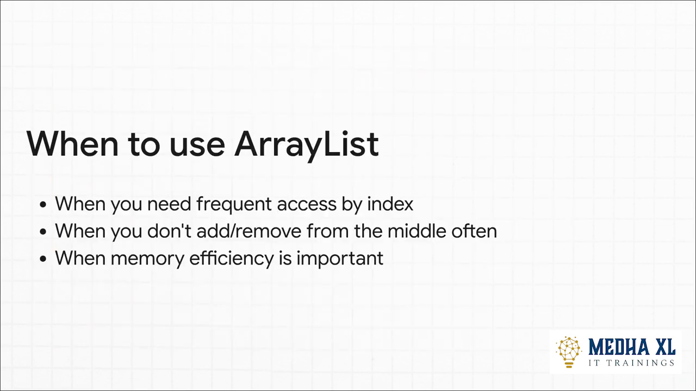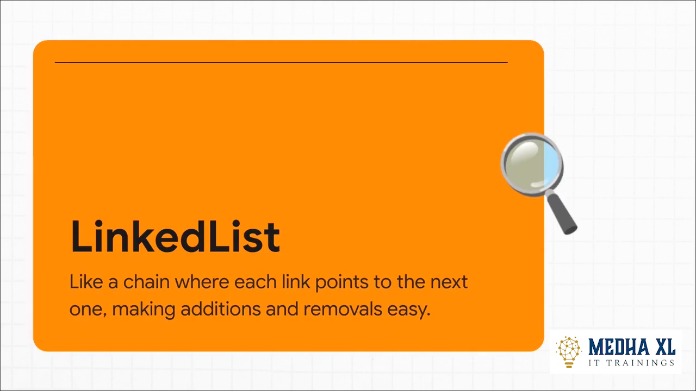So when do you actually reach for an ArrayList? Well, here's the simple rule of thumb. Use it when you need to grab items by their position, their index. Because it's basically an array under the hood, that kind of access is lightning fast. It's also your best bet when you're not planning on adding or removing a bunch of items from the middle of the list. But what if you do need to mess with the middle of the list a lot?